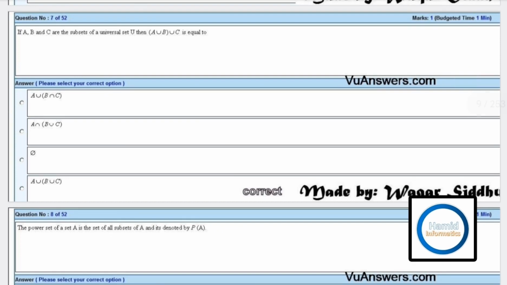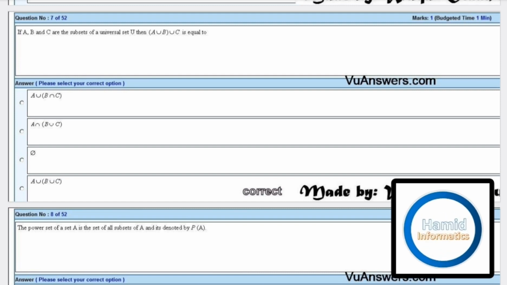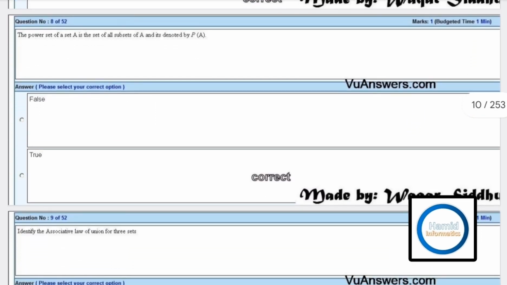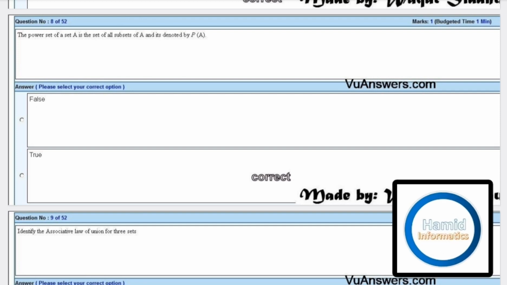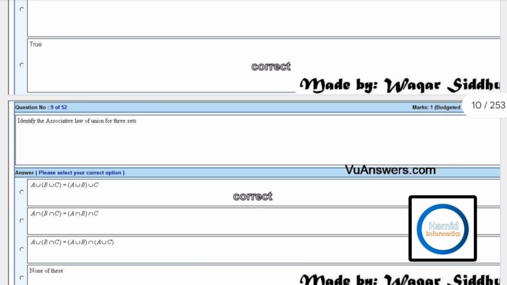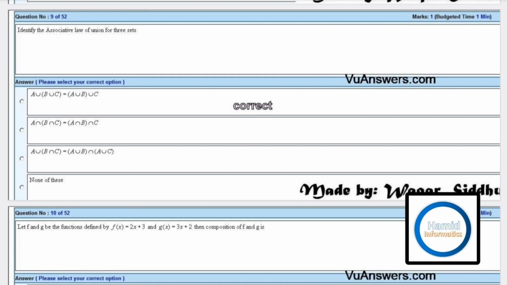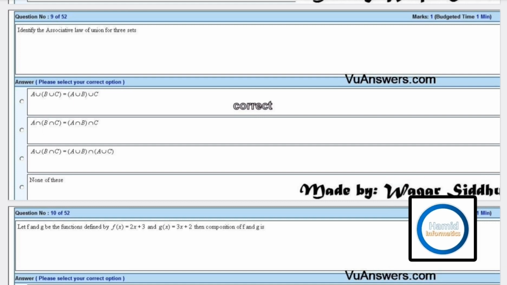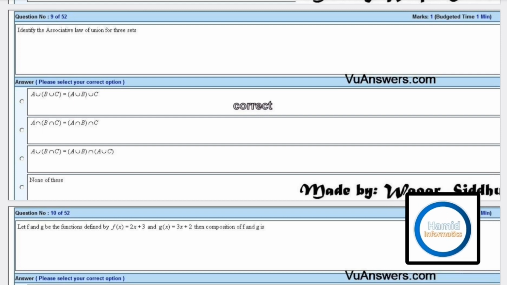If A, B and C are the subsets of a universal set U, then A union (B union C) is equal to (A union B) union C. Next one is the power set of a set A is the set of all subsets of A and it's denoted by P of A. True. Next one is identify the associative law of union for three sets, and the answer is A union (B union C) equal to (A union B) union C.